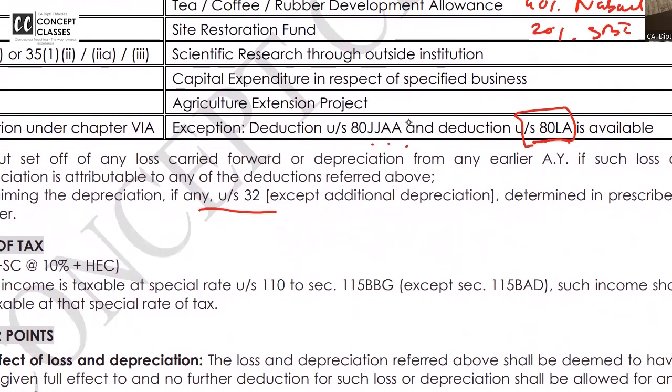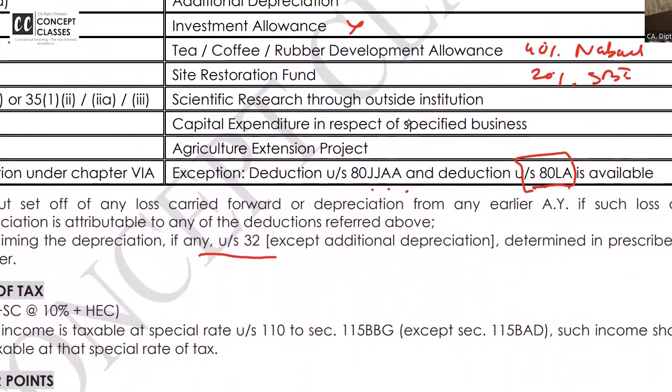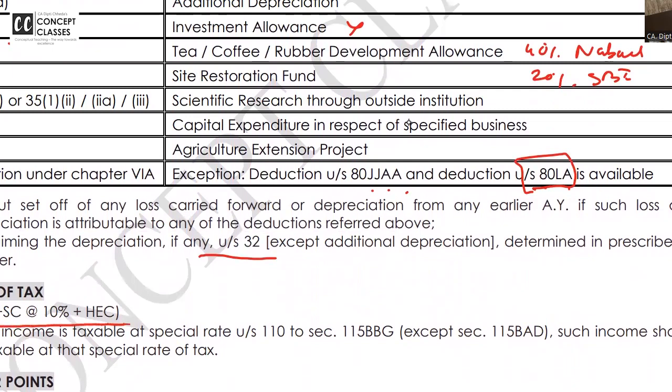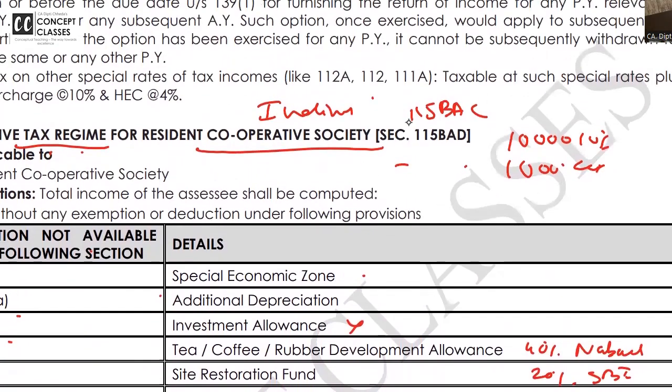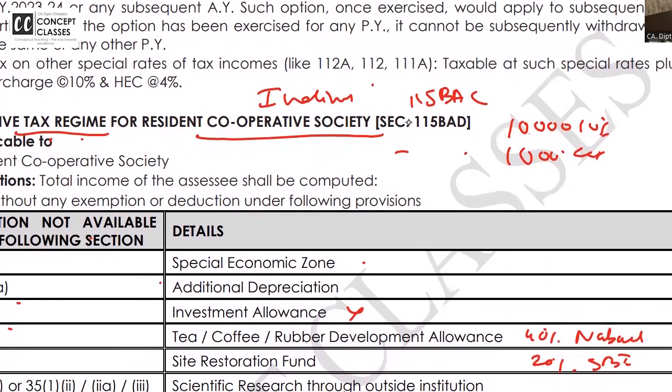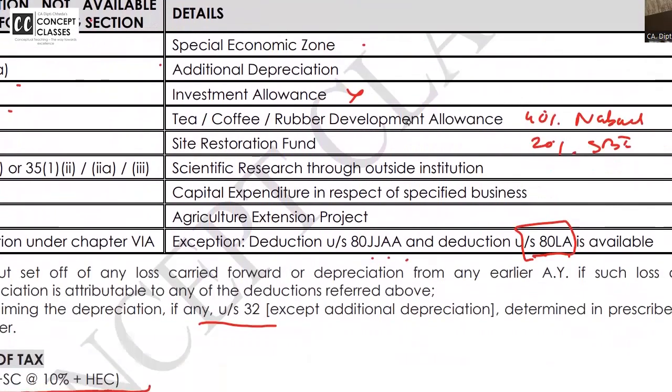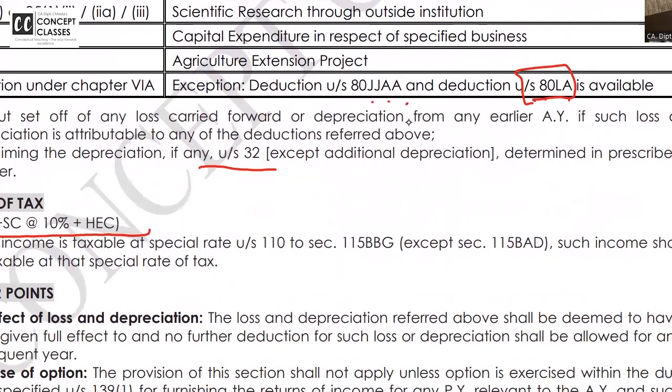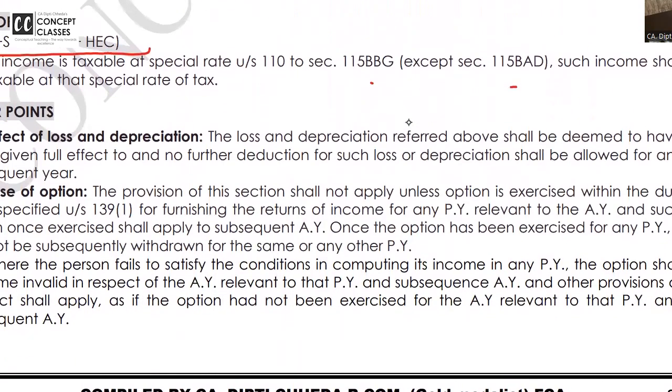Depreciation 32 you can claim. And this cooperative society should also pay 22% tax. Otherwise, what is the tax rate? First 10,000, 10%, then 20 or वैसे flat they can pay this. If any income is taxable at special rate, take special rate. Losses related to above shall be deemed to have been given और कुछ नहीं मिलेगा.